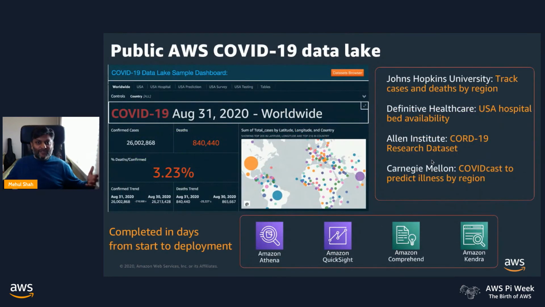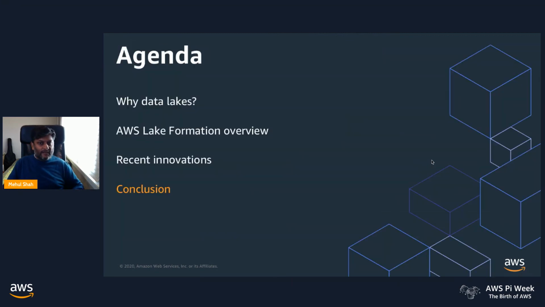A simple example of what we were able to do with Lake Formation and Glue is set up a public COVID-19 data lake, where we are storing a whole bunch of public information about the COVID-19 pandemic from places like Johns Hopkins or Carnegie Mellon University. And we were able to stand this up in literally 2 or 3 days. Our customers are using a variety of engines, including ML engines like Comprehend and Kendra to analyze that data, as well as traditional SQL analytics engines like Athena and BI engines like QuickSight.